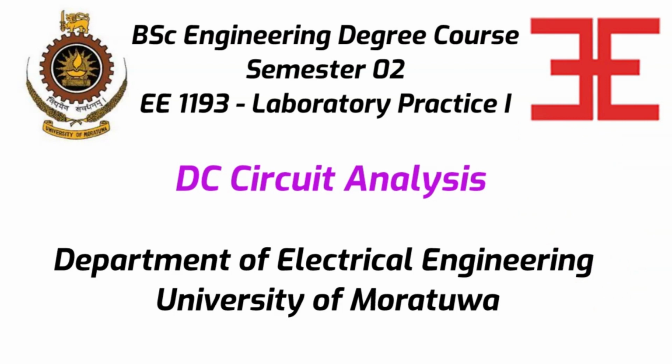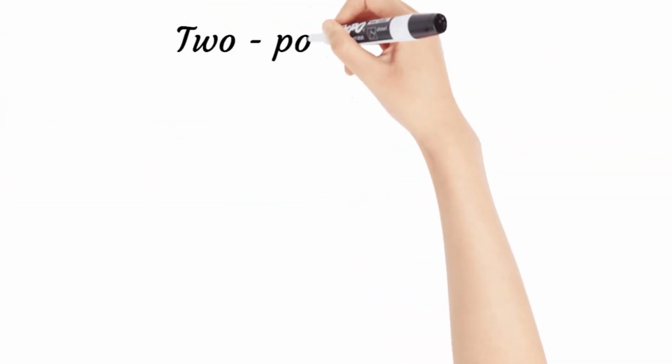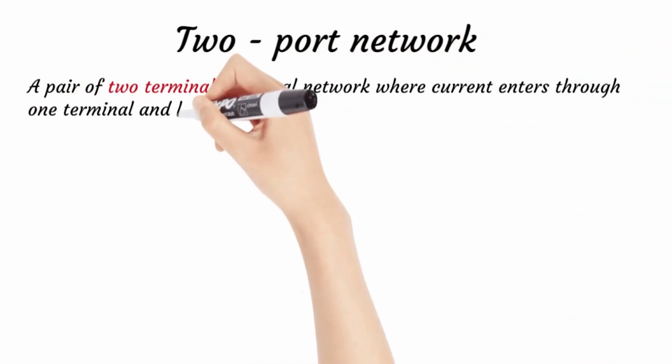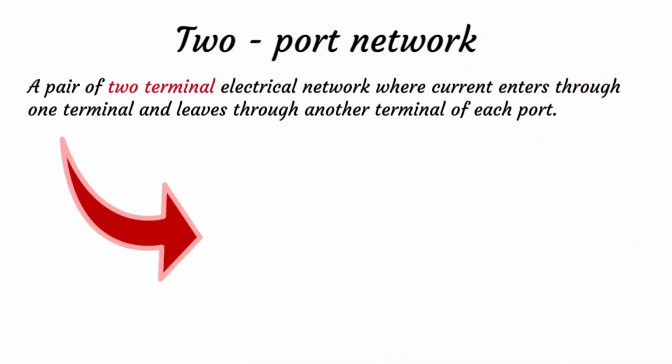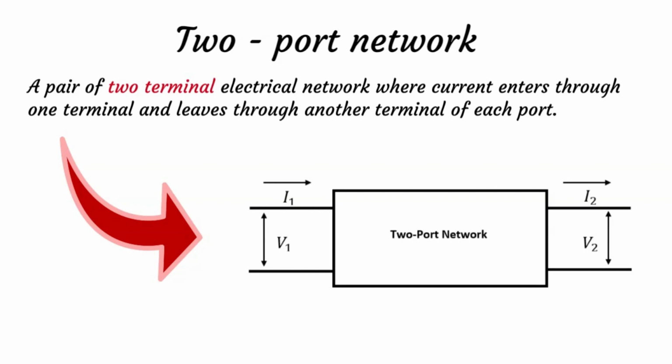Before moving to the practical, let's discuss the theoretical concept behind this. In this practical we are considering two-port networks. As shown in the diagram below, two-port networks contain two ports or four terminals, among which one port is used as an input port and the other port is used as an output port. The first and second ports are called port 1 and port 2 respectively. Here, the current enters through one terminal and leaves through another terminal of each port.